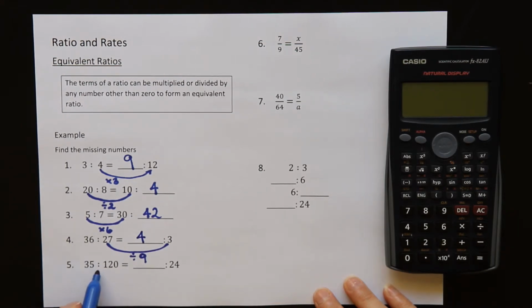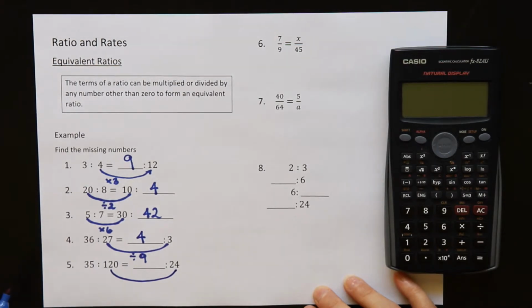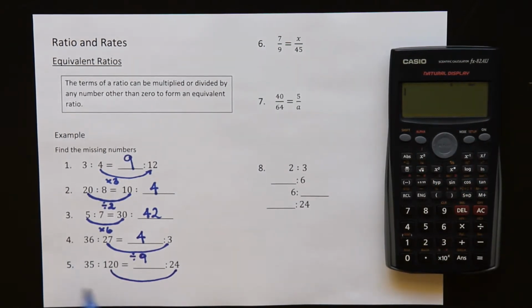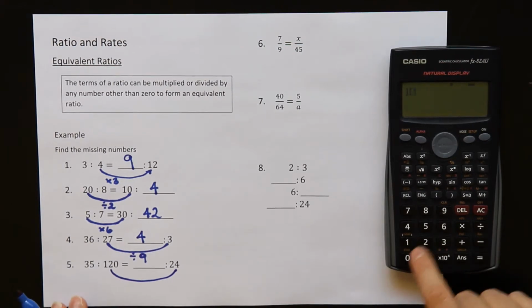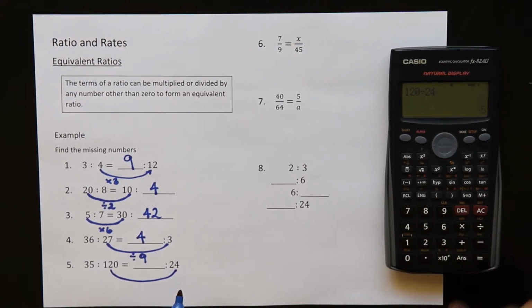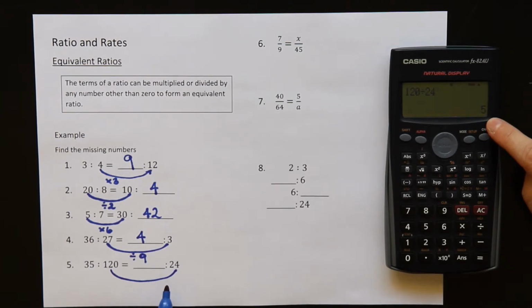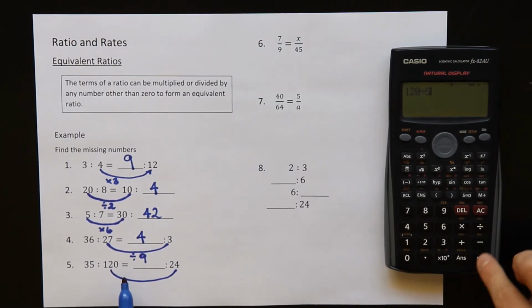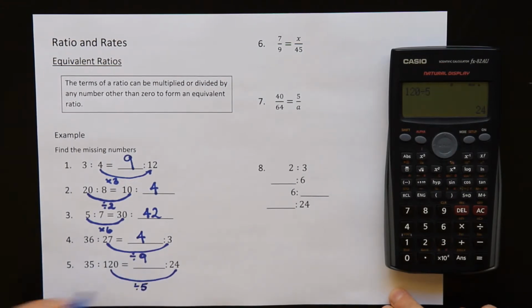Question 5, 35 to 120. Okay, and over here I have a 24. So 120 and 24 go together. Now that is not a normal timetable, so you probably don't know that one off the top of your head. What you can do if you don't know it, it's getting smaller, so you know you're going to have to divide. If I take 120 and I divide it by 24, it tells me the number that I'm looking for, 5. So that has been divided by 5. So it's a little trick that might help you.